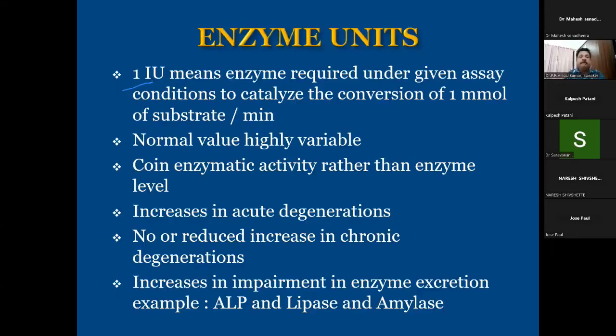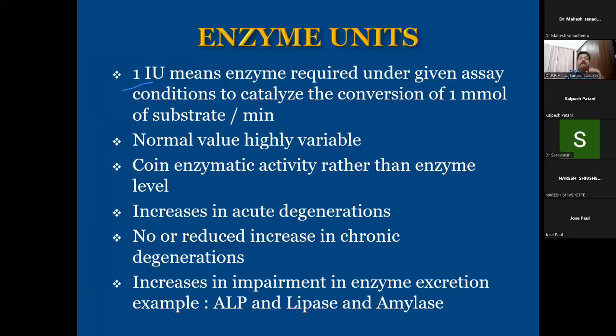Enzyme units. One unit means the enzyme required under given assay conditions to catalyze the conversion of 1 millimolar substrate per minute. Leave it. Normal value is always highly variable. See, whenever we are dealing with the enzyme levels, actually diagnostic enzymology says, rather than the enzyme level, we should say the enzyme activity. And it increases in acute degenerations. No increase or reduced decrease in chronic degenerations.